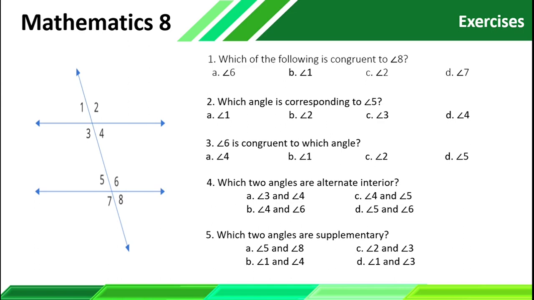So here are the answers on our previous exercises. For number 1, the answer is letter B. For number 2, the answer is letter A. For number 3, the correct answer is letter C. Number 4, the correct answer is letter C. And for number 5, the correct answer is letter D.